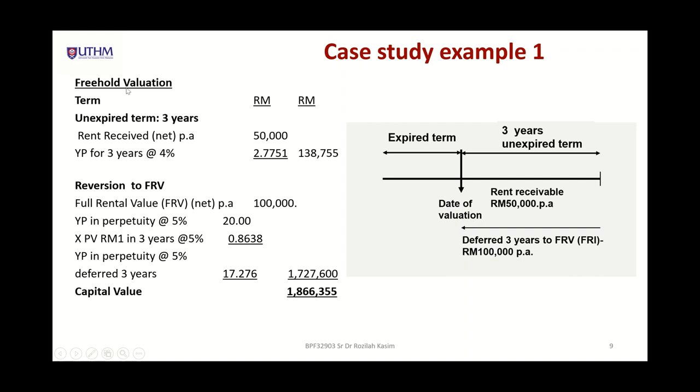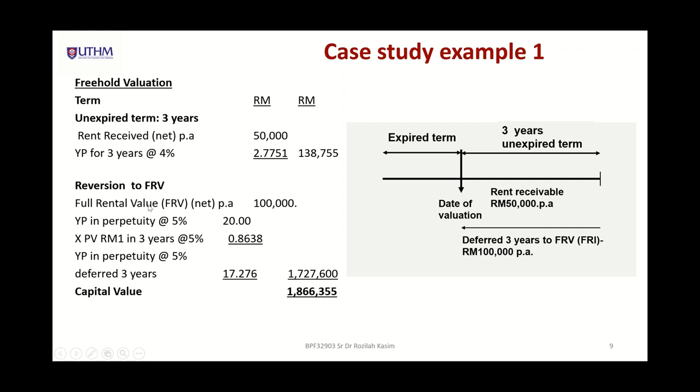So when we go to the calculations of the freehold interest, first we need to value the unexpired term. In this case it is 3 years. From the calculation with the multiplier for the YP 3 years at 4%, we get the value of the unexpired term for the landlord, which is 1,138,000. And then the second one, we go to the value for the reversionary.